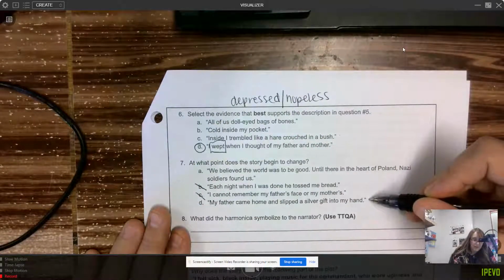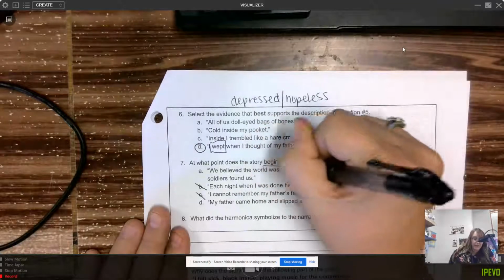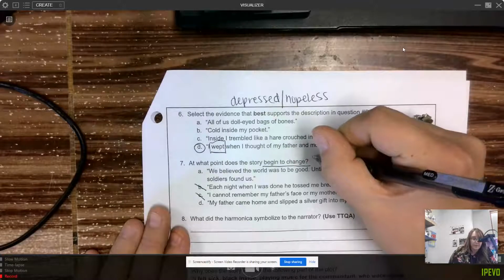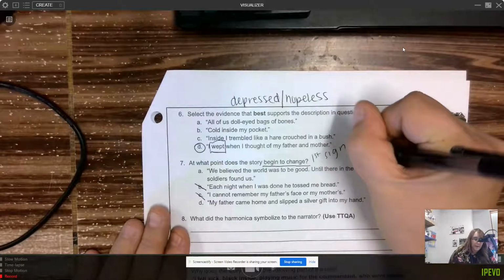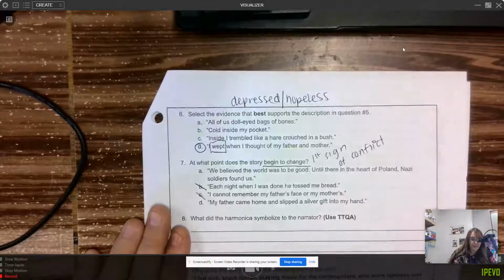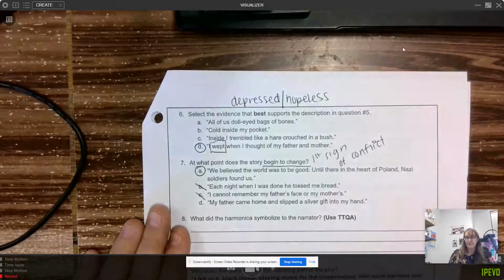The thing that changes with this in the beginning is that he learns to play music, right? And it brings him happiness, but I don't think that it means overall change. So begin to change. I would definitely think that this is the first sign of conflict. Go ahead and write that in your notes. So what was the first sign of the conflict? Well, it's when the Nazi soldiers found them. So the answer would be A.